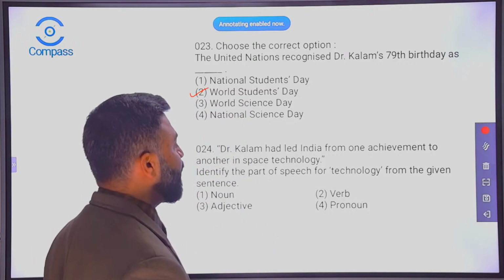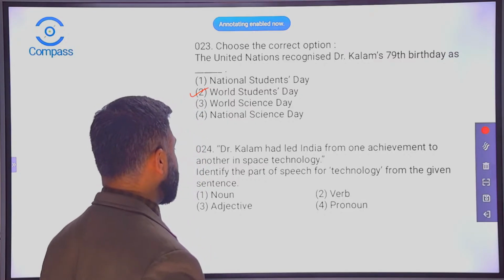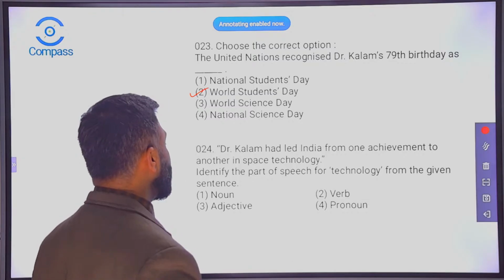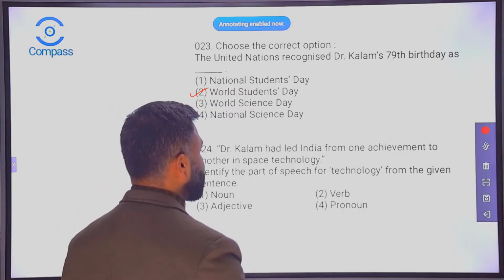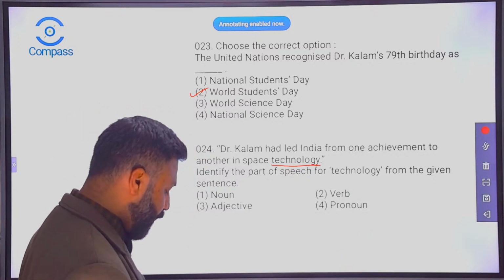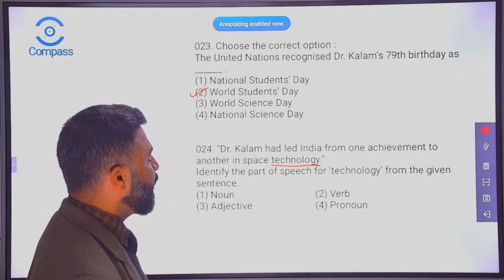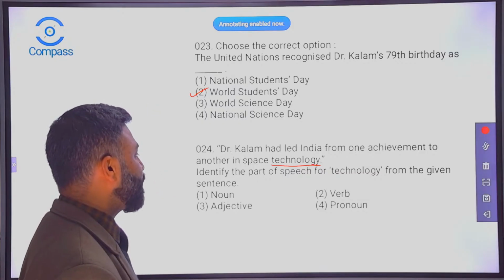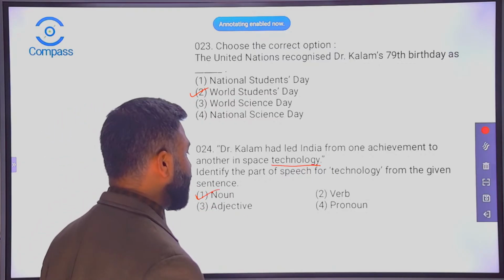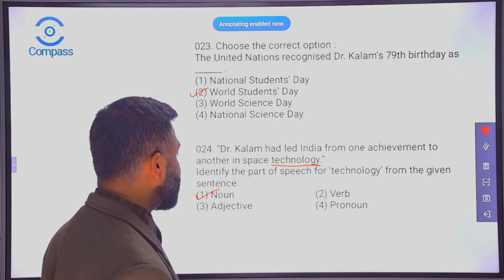Okay. Dr. Kalam had led India from one achievement to another in space technology. Here we have to identify the part of speech for "technology" from the given sentence. So what is technology here? Is it a verb, a pronoun, an adjective, or a noun? What do you think? Come on, let's read it once again. Dr. Kalam had led India from one achievement to another in space technology. So undoubtedly this is a noun, nothing else. It is not a verb, not a pronoun, not even an adjective. All right, so it's a noun.